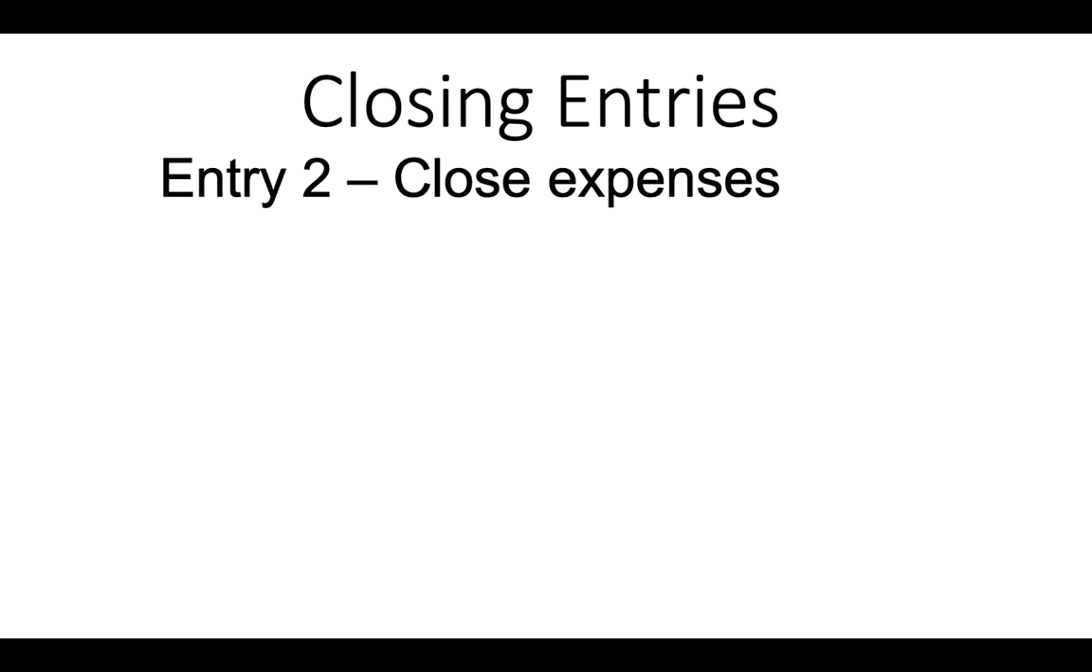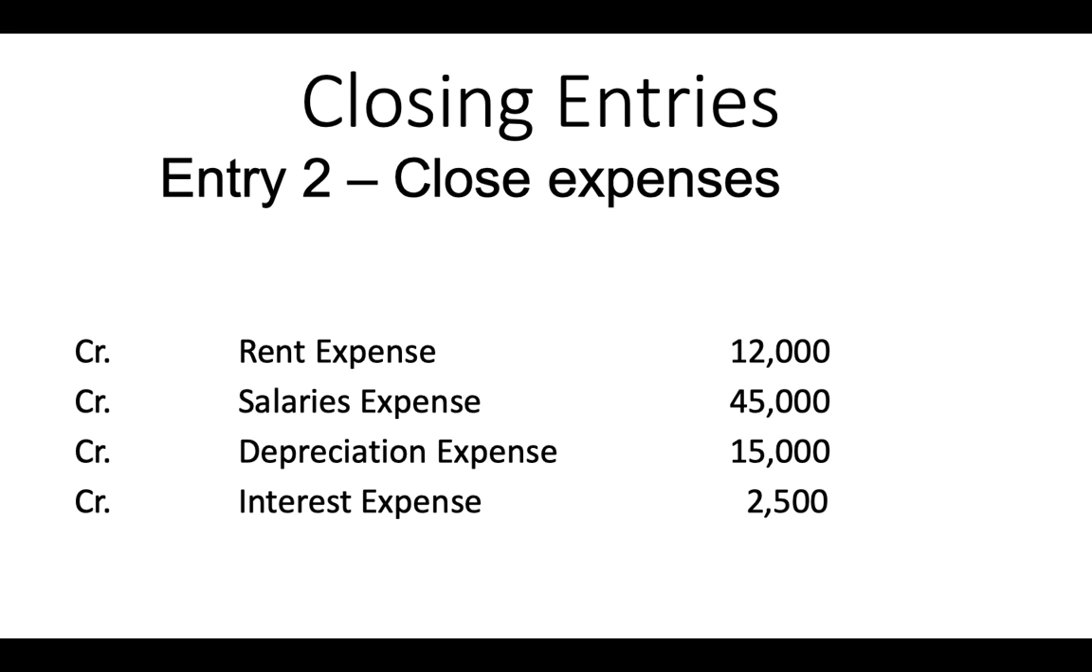Entry 2 is the same thing, only for expenses. You saw we had expenses, all with debit balances, because that's the natural balance for expenses. And so our closing entry here is going to credit all those expenses. 12, 45, 15, and 2,500 are all going to be credited. And then we're going to move those expenses, essentially, to our income summary with a debit.